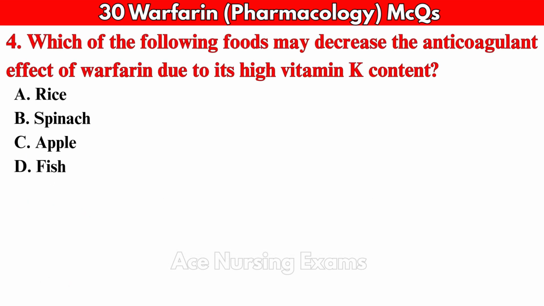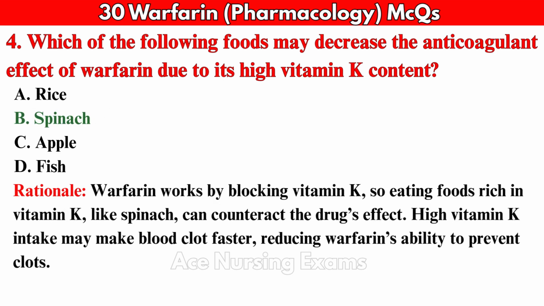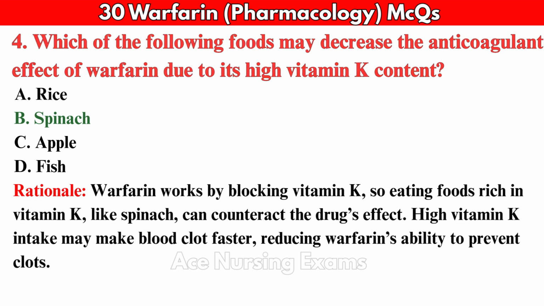Which of the following foods may decrease the anticoagulant effect of warfarin due to its high vitamin K content? A. Rice, B. Spinach, C. Apple, D. Fish. Correct answer, B. Spinach. Warfarin works by blocking vitamin K, so eating foods rich in vitamin K, like spinach, can counteract the drug's effect. High vitamin K intake may make blood clot faster, reducing warfarin's ability to prevent clots.